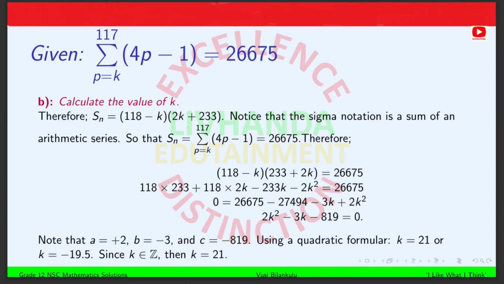Note that A equals positive 2, then B equals negative 3, and then C equals negative 819. Substitute these values into the formula. Therefore, since K is an integer, then K equals 21 only.